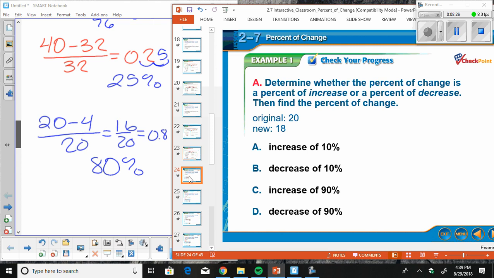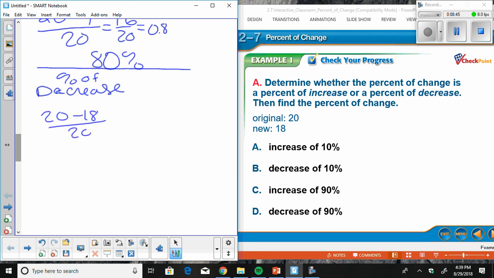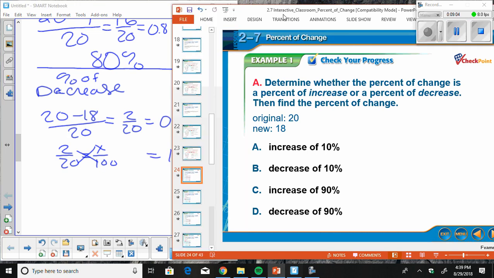We determine whether the percent of change is an increase or decrease. So original is 20, new is 18, so this is a decrease. So percent of decrease will be complete there. 20 minus 18 over 20. So that's 2 over 20, or 1/10, or 10%. You, of course, can do 2 over 20 is equal to x over 100, cross multiply, and you'll still get 10%. So a decrease of 10%.